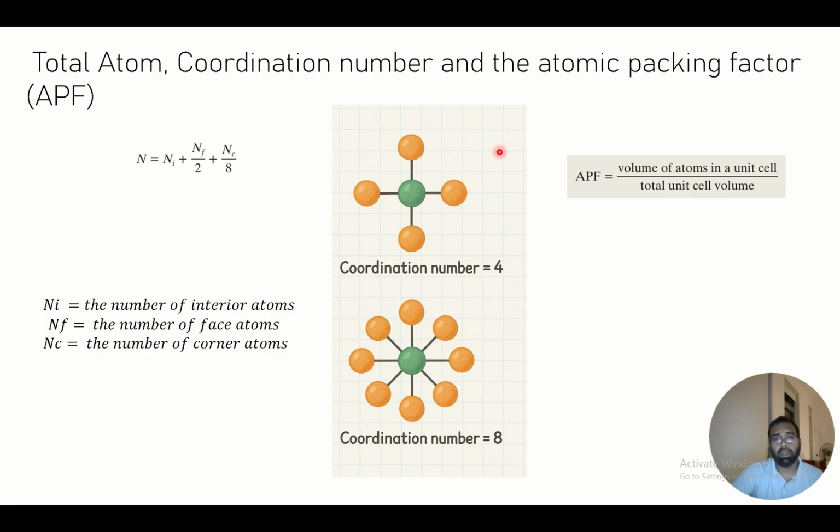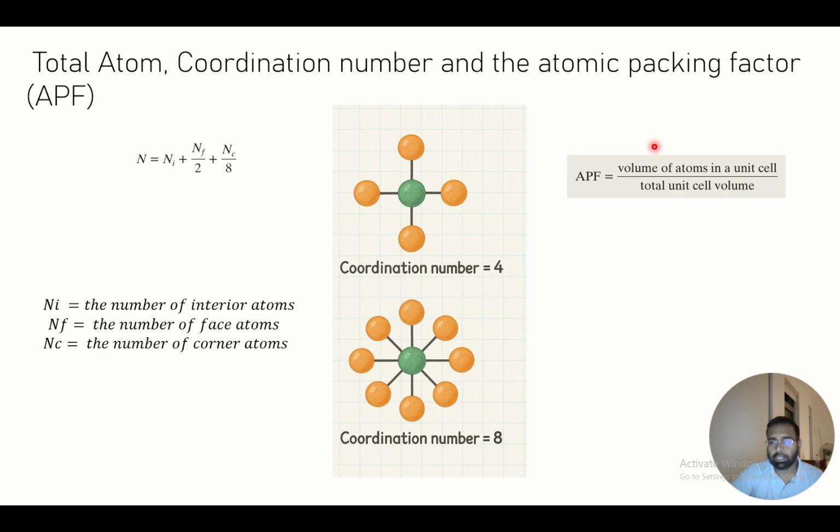So the distance from this green atom to the yellow one is the same. That's why we are calling the coordination number 4, because it has 4 nearest atoms. Then this one has 8 nearest atoms, so we are calling it coordination number 8.